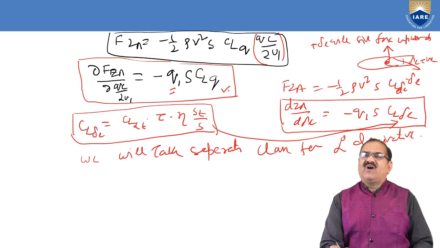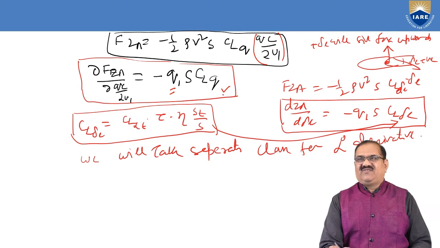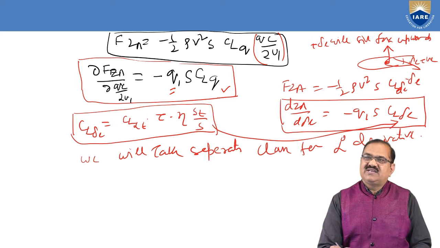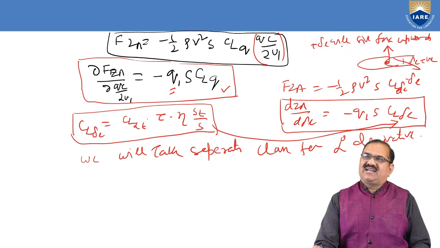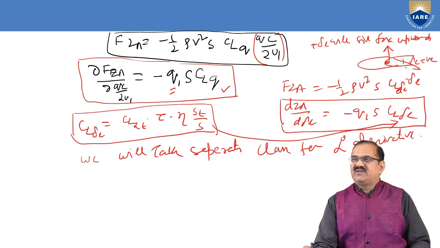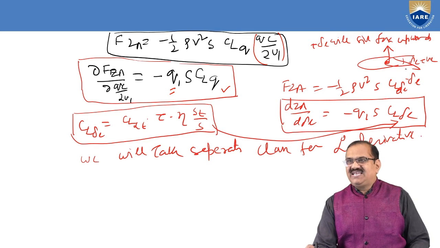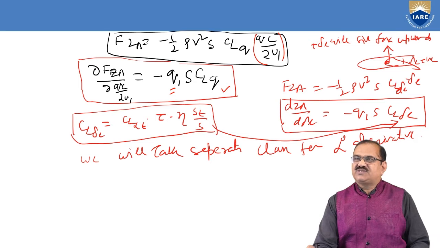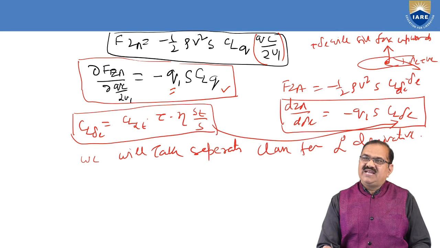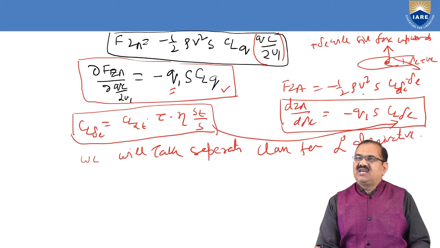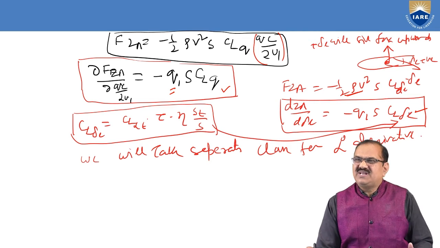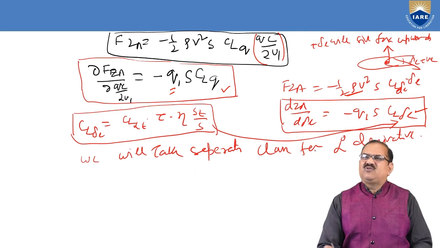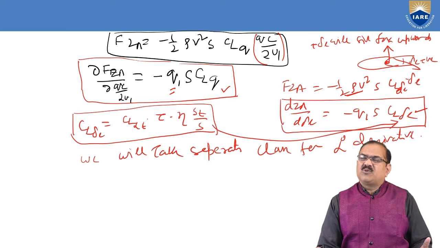Now we have to find out the delta E derivative. So how to find it? If we deflect delta E, it will give upward force. Plus delta E is downwards and it will give upward force. So FZA is equal to minus half rho V square S CL delta E into delta E. So dZ by d delta E is equal to minus Q1 S CL delta E. Okay, it is very simple, and in the same way we can do it for alpha dot also. The same procedures are applied.